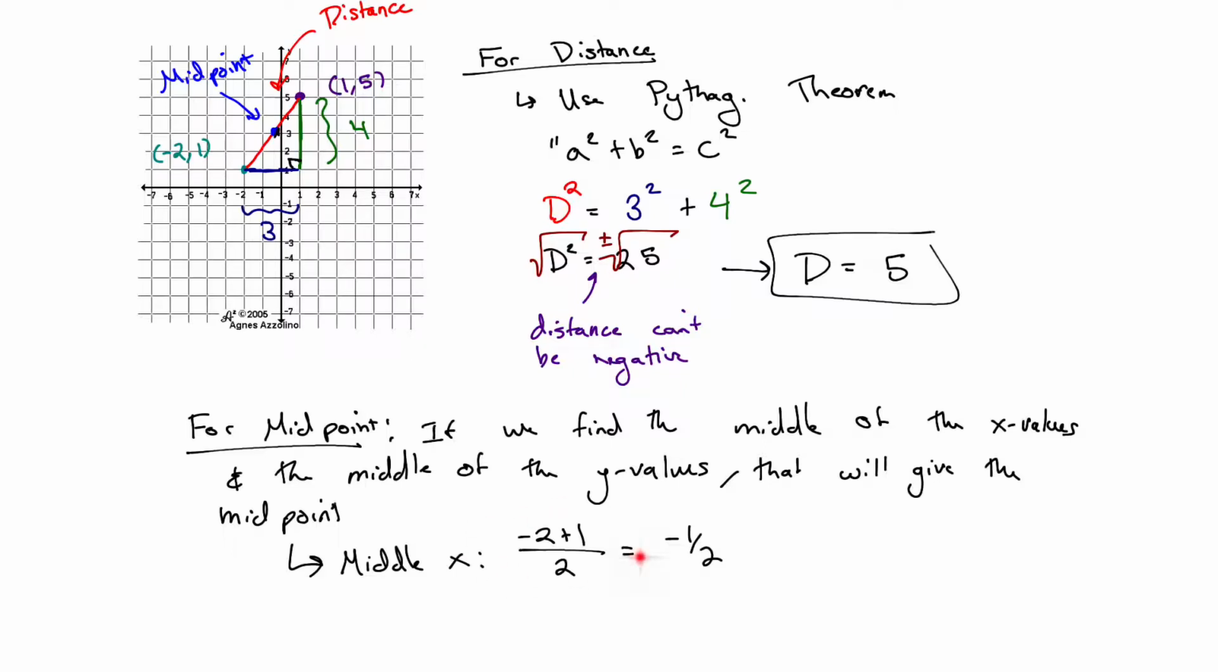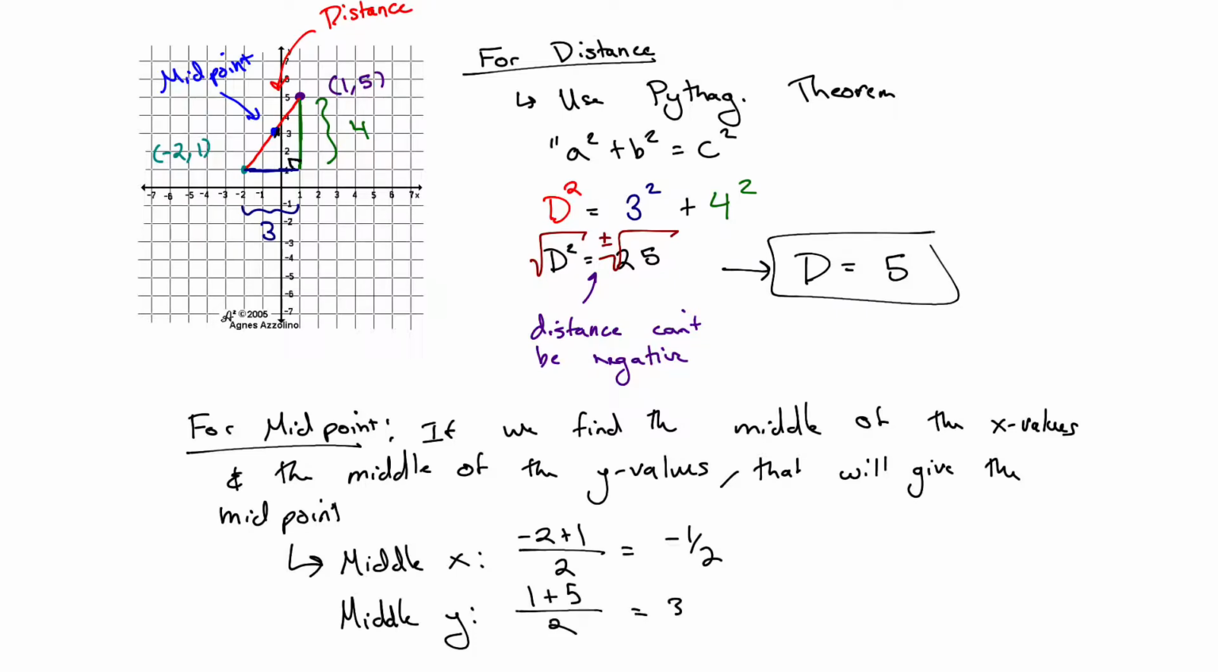So just as a small aside while I've got you here, the reason why this is the formula is we want to find the average between these two things. The middle of it will be the average between these two numbers. So if you add them together and divide by 2, we will get the middle. That's negative 1/2, and then the middle y, done similarly, is going to be 1 plus 5 over 2, which will be 3.